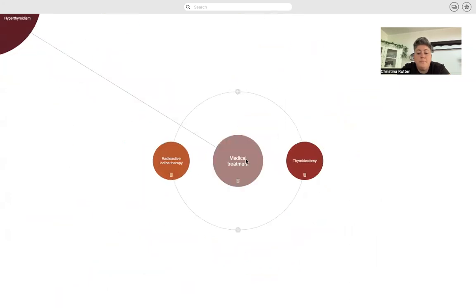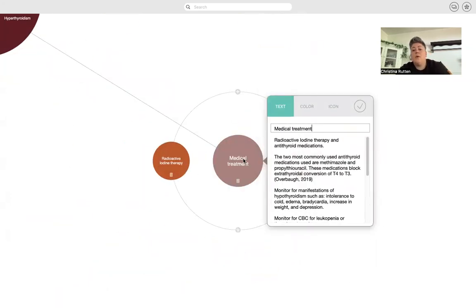Medical treatment. Radioactive iodine therapy and antithyroid medications are available. The most commonly used antithyroid medications are methimazole and propylthiouracil. These medications block extrathyroidal conversion of T4 to T3.